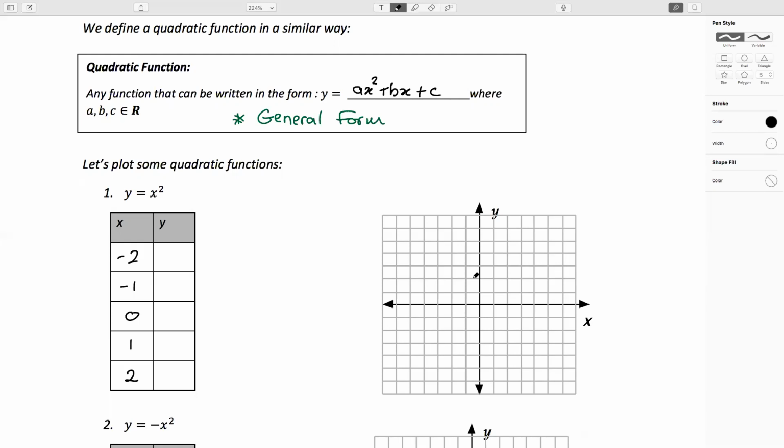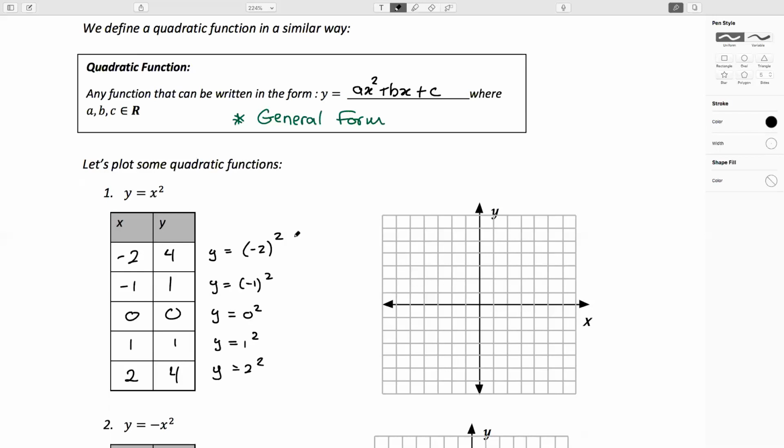So basically what we're going to do is take x and plug it into the equation. So this would be y equals -2 squared, so we'll get a y value of 4. This is going to be -1 squared, which is going to be 1. This will be 0 squared, which is 0. This will be 1 squared, which is 1. And this will be 2 squared, which is 4.